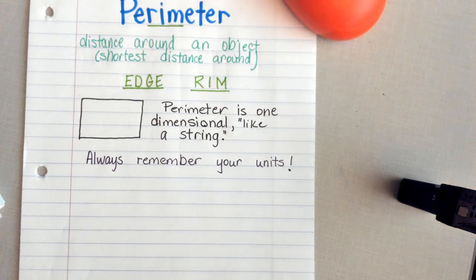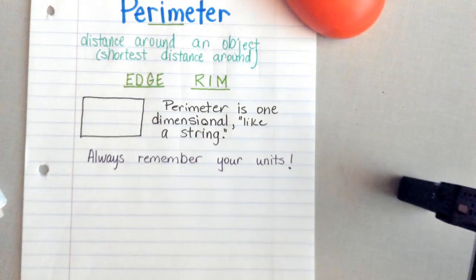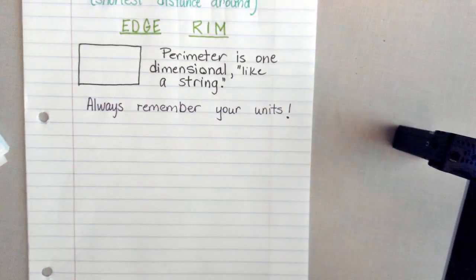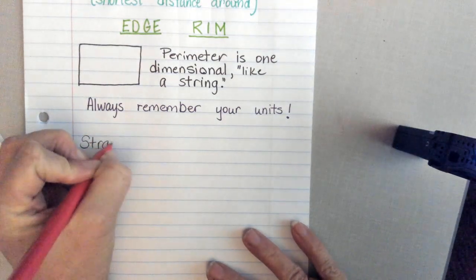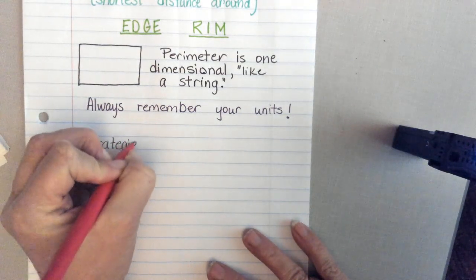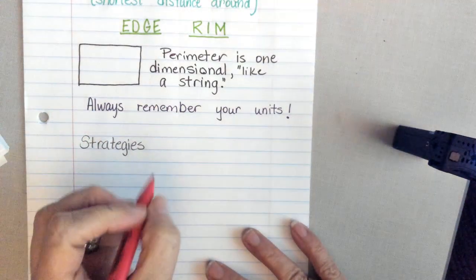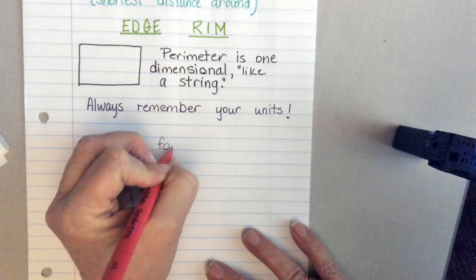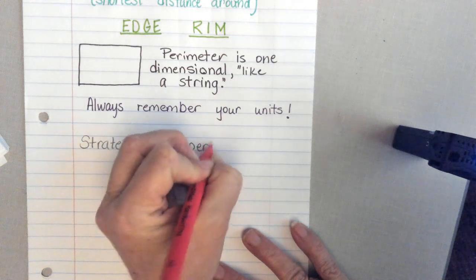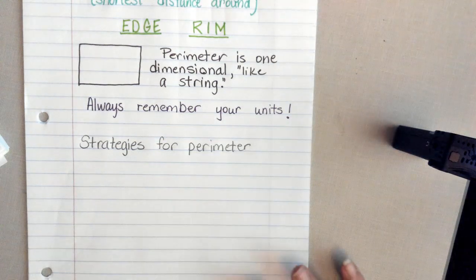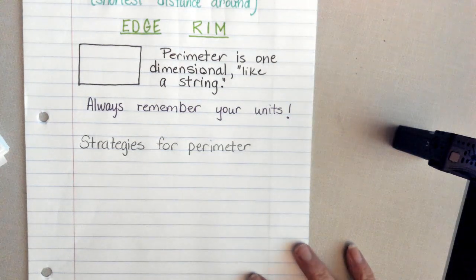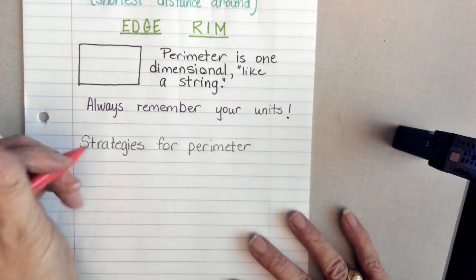So I have some strategies that I want you to write down. Some strategies for finding perimeter. I hope everybody is writing this down. Strategies. Okay? So the first thing that I'm going to talk to you about is an irregular shape.